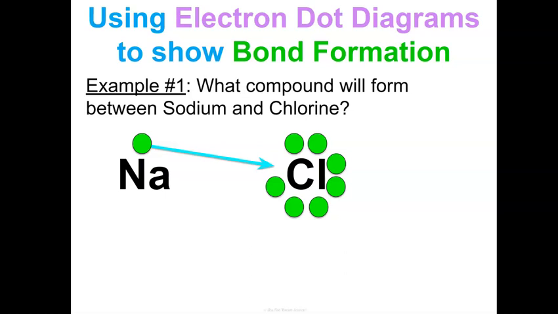So this is using the Lewis models in order to show bonding. Now the last thing that you have to do is to write the chemical formula. In this case, there's 1 sodium to 1 chlorine, so the formula is NaCl.